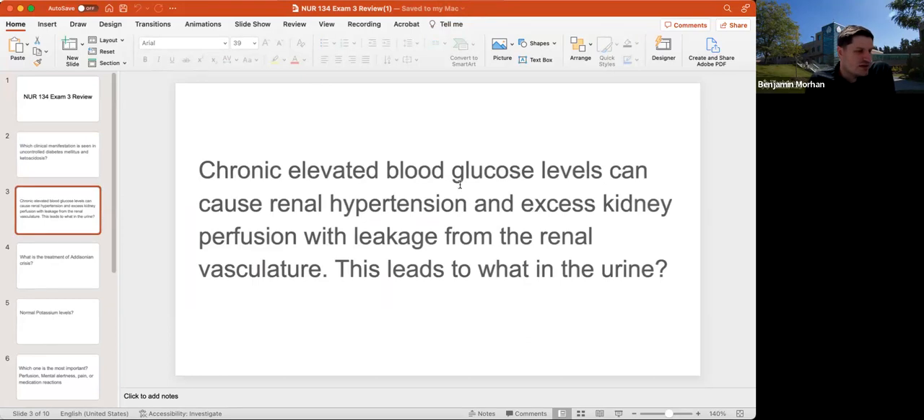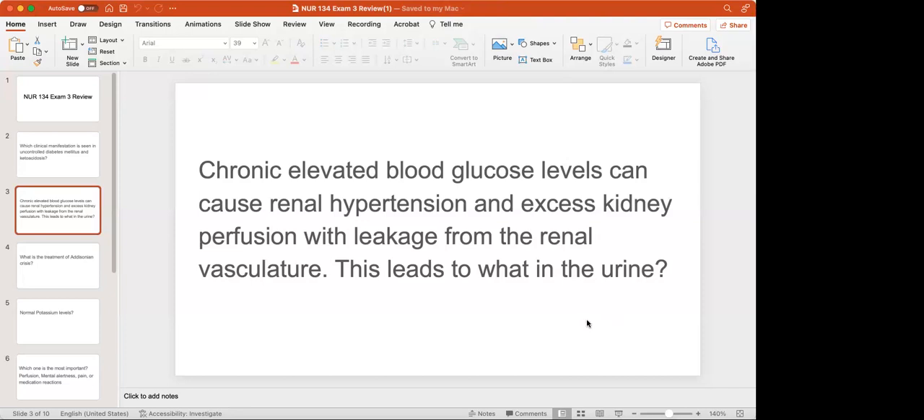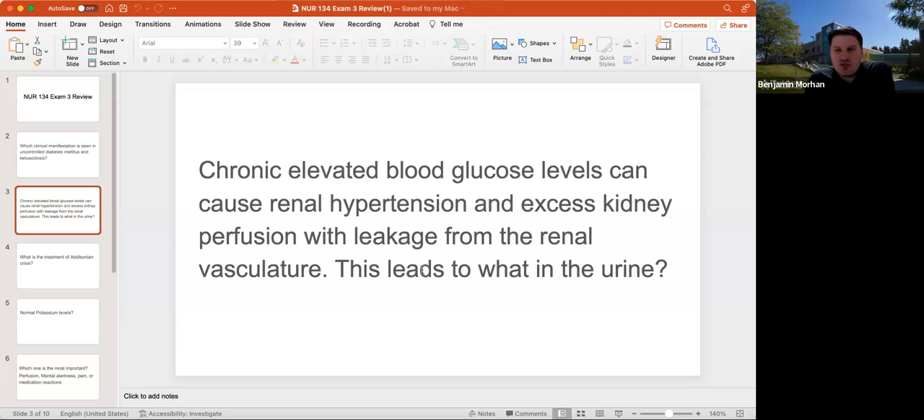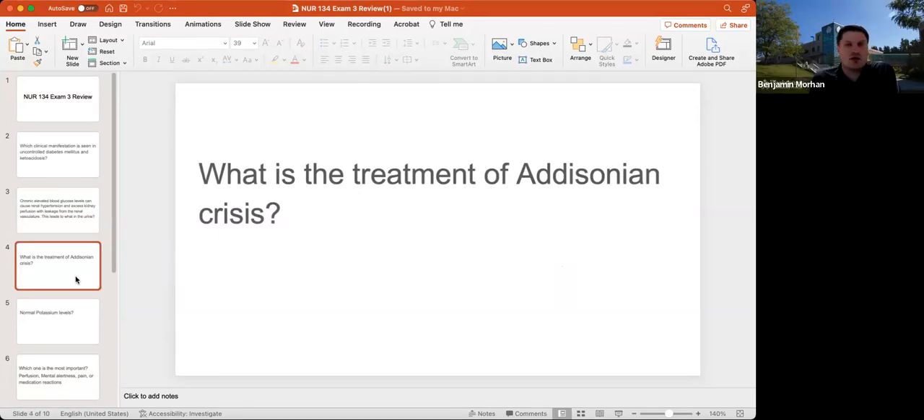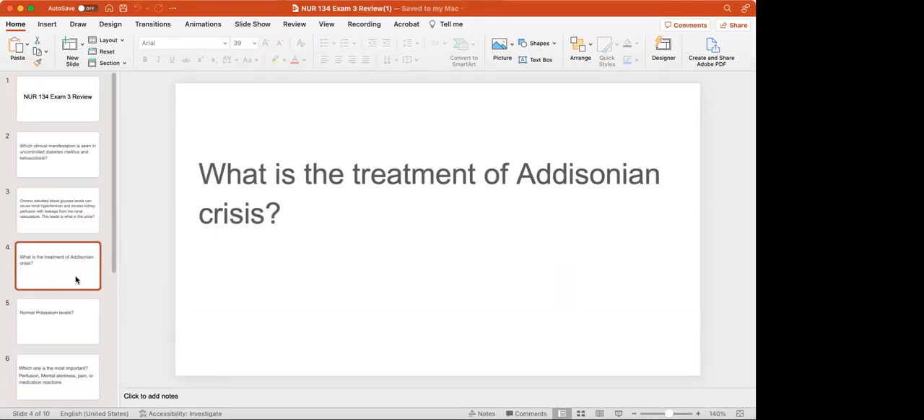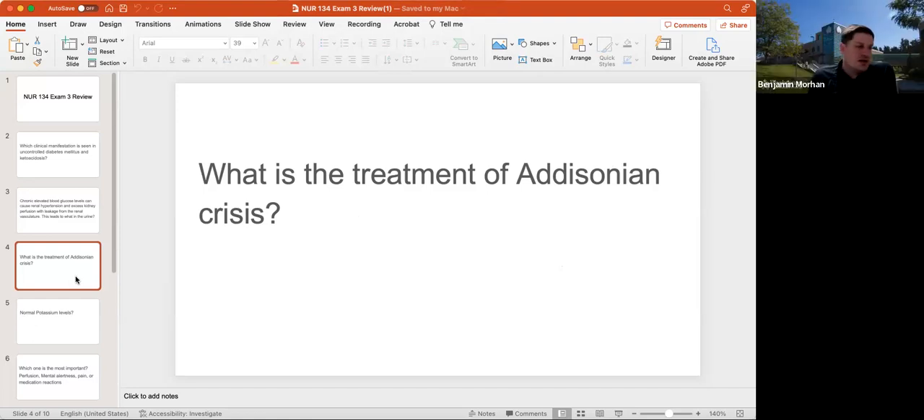Let's see this other one here. Chronic elevated blood glucose levels can cause renal hypertension. So what leads to what in the urine? Albumin, right? For DKA, what are they dumping? Protein? No. They're dumping ketones. Yes, ketones. So refer to that and study it if you don't understand it.